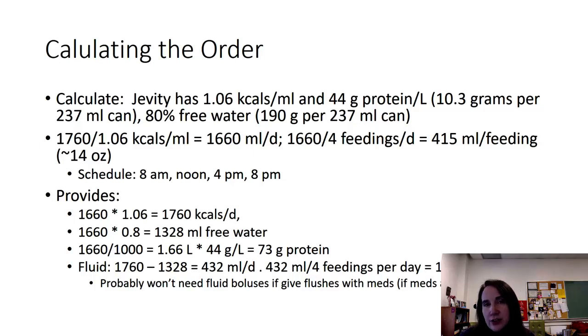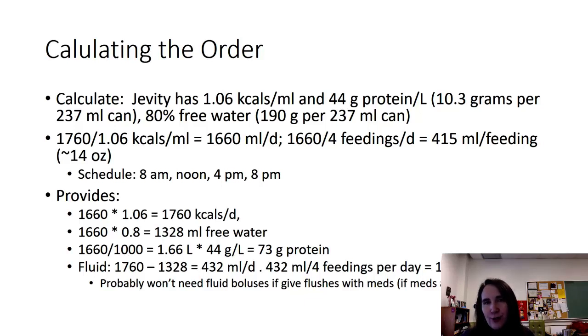Let's say we decide, due to her usual eating pattern, maybe she eats 3 meals and a snack, and we think she has good gastric emptying, that we might go over the usual bolus of 400 mils. The usual bolus is probably 200 to 400 milliliters. But we go a little bit higher, 415 mils, or about 14 ounces. And we decide she's going to get that at 8, at noon, at 4, and 8 p.m.